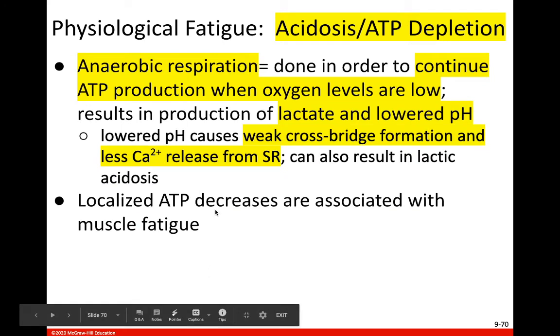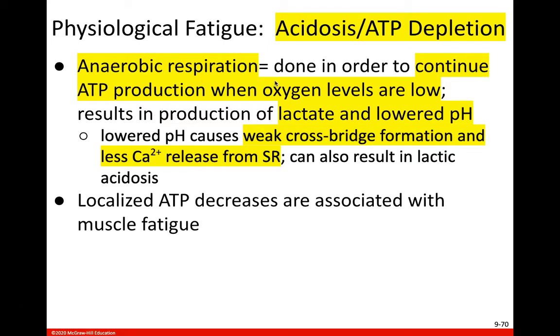Okay, so first looking at the ATP depletion resulting in acidosis. Again, when we do anaerobic respiration, it's done to produce more ATP than what we're already producing, especially when oxygen levels are low. As a result, we're going to produce lactate, which is lactic acid, resulting in a lower pH. This lower pH actually affects the ability of the myosin heads to form cross bridges with the actin. Okay, again, remember pH affects enzymes.